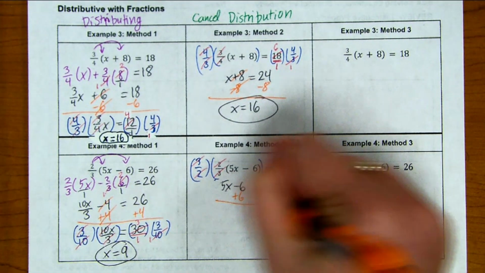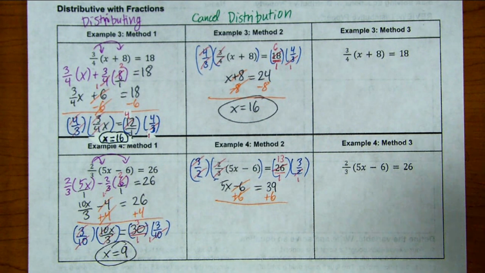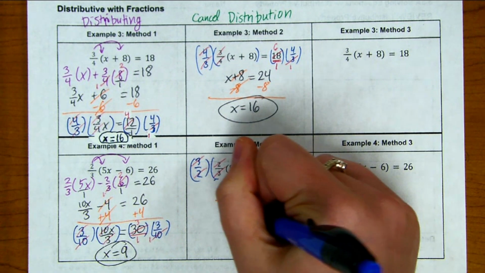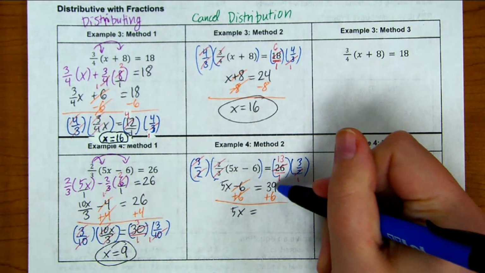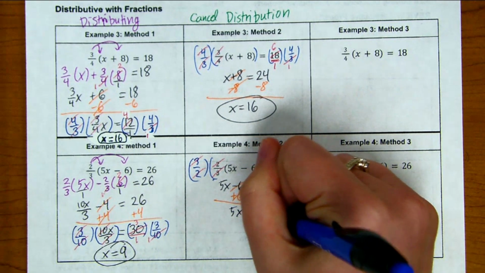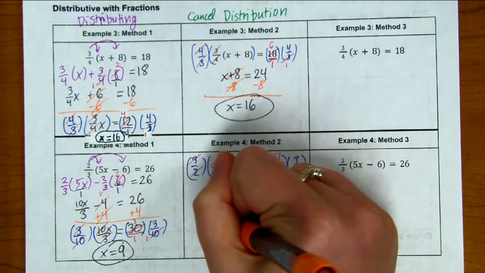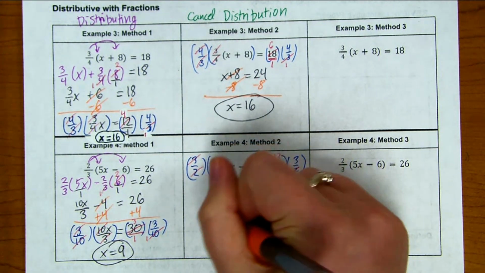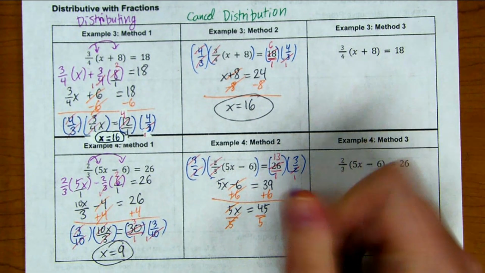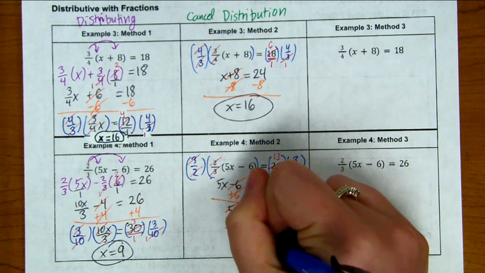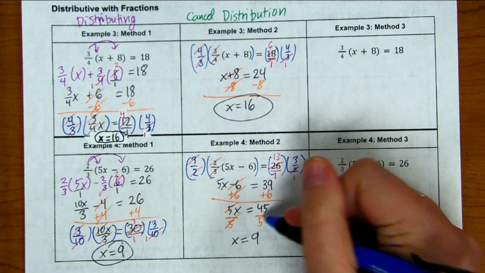So we're left with 5x. And on the right side, 39 plus 6 will give us 45. At this point, 5 and x are being multiplied together, so we can undo that multiplication by dividing both sides by 5. 5 divided by 5 cancels out. So we're left with x equals 9, because 45 divided by 5 is 9. And that matches what we got before.